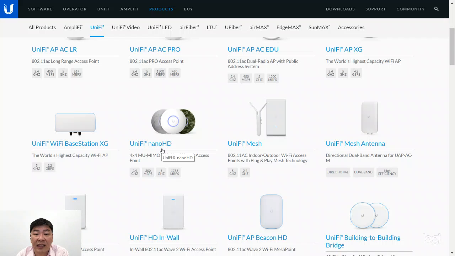Okay, so they use the same PoE as per the AC Pro, AC LR, and AC Lite. Remember that if a customer asks, that should be the one.